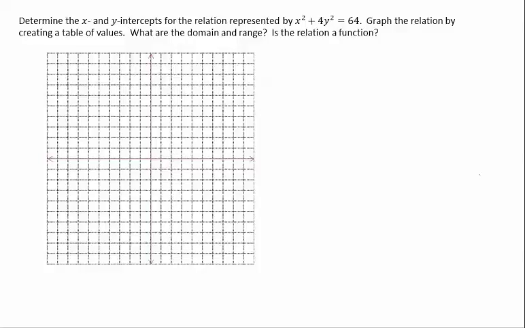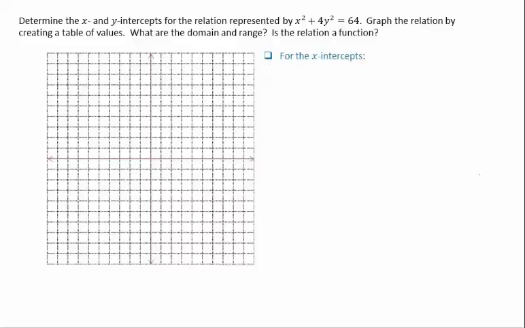Determine the x and y intercepts for the relation represented by x squared plus 4y squared equals 64. Graph the relation by creating a table of values. What are the domain and range? Is the relation a function?